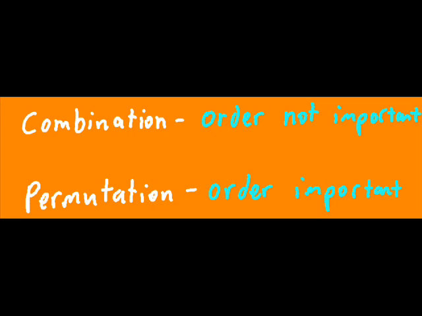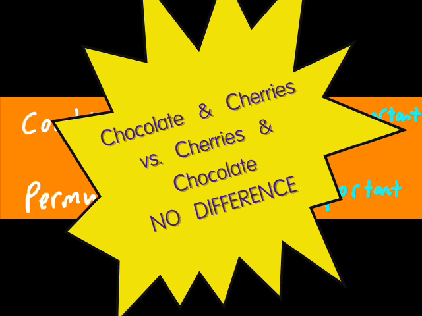What is the difference between a combination and a permutation? In a combination, the order in which you do things is not important. For example, if you select a team, the order in which you pick the members does not matter. Also, putting toppings on ice cream. If you put chocolate and cherries on, or cherries and chocolate, you still have the same ice cream.